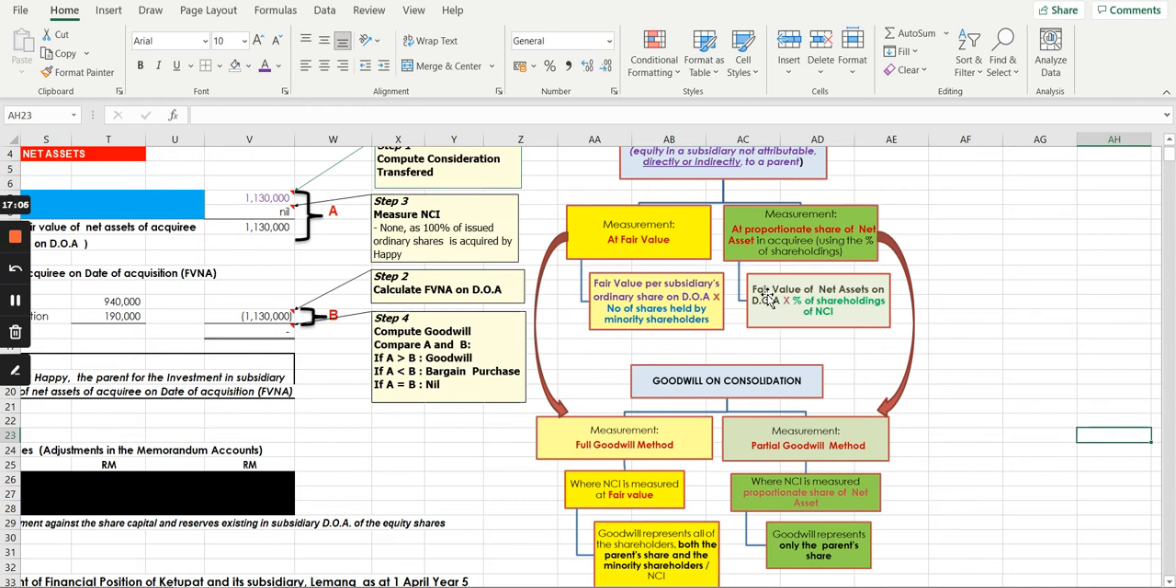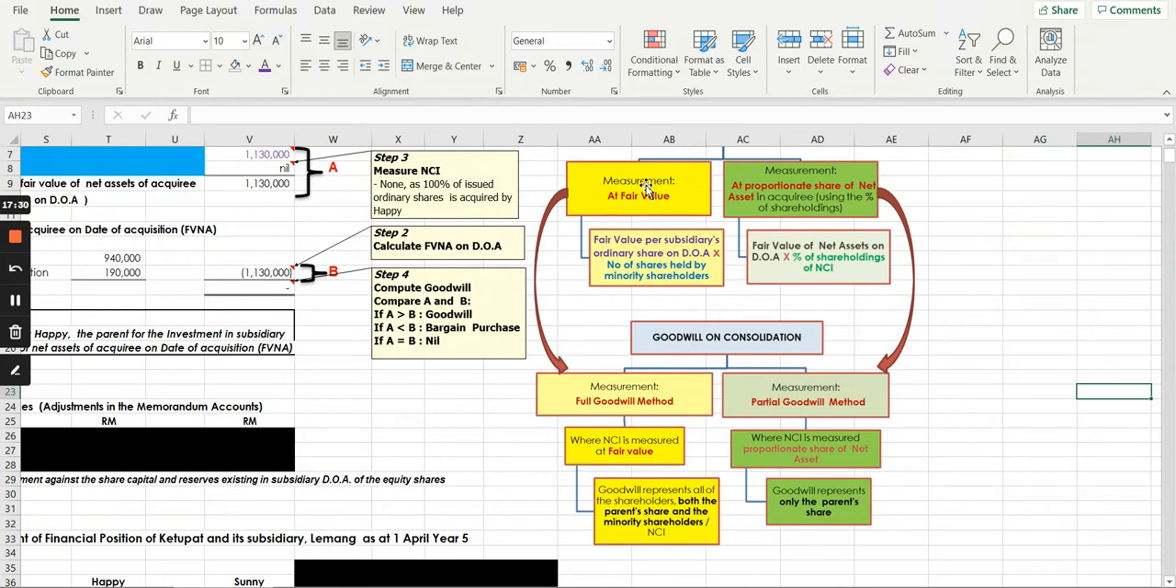And therefore, you have fair value of net asset here. Fair value of net asset means you are going to calculate what is the net asset, just like this, 1130, for example, and you are going to multiply with the percentage of shareholding. In our case, we have no percentage of shareholding by NCI. That is why there is no non-controlling interest here, because there are no shares that are held by the minority shareholders. Do you know that the measurement of NCI will affect the way goodwill is being measured?